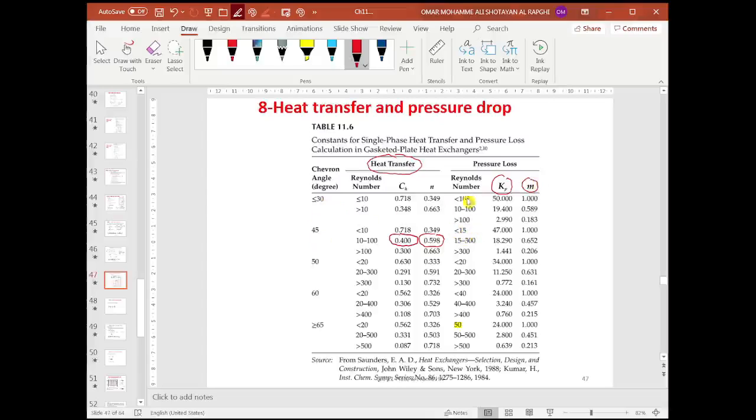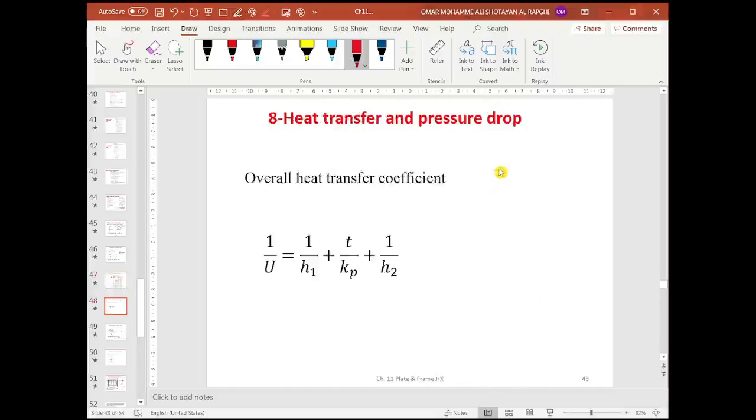So if you have, for example, a Reynolds number of say 200 and the chevron angle is 45, then this is the value for Kp and this is the value for M as we go. We are going to see how to find the pressure losses using these two values just in a second. The overall heat transfer coefficient for a gasket plate heat exchanger can be found using this expression without fouling. This is the UC, but you can also find the overall heat transfer coefficient for a fouled heat exchanger.